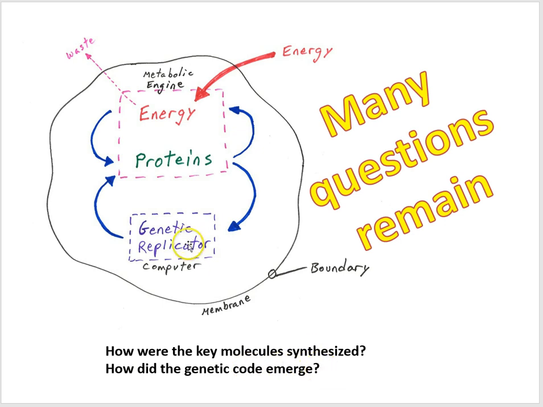How was it that a certain sequence of DNA or RNA specified a certain one of the amino acids that make up proteins? How did that code originate? So lots of work needs to be done in this field, but it's an exciting area of research.